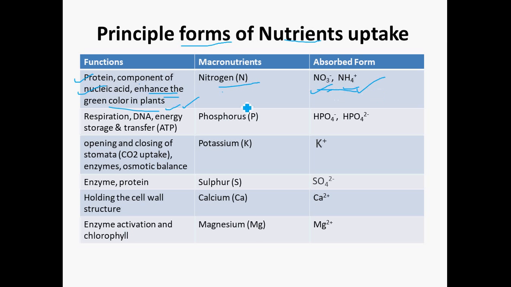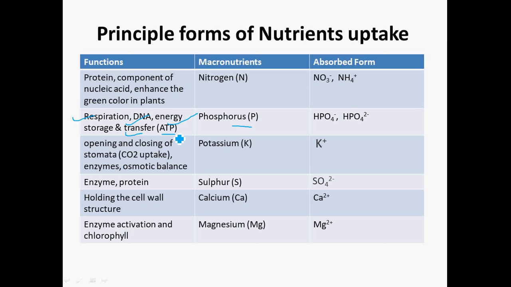Now the next one is phosphorus. Phosphorus is responsible for respiration in plants. It is also responsible for DNA formation, and for complex energy transmissions. What is ATP? ATP is adenosine triphosphate, and phosphorus is vital for the ATP component.